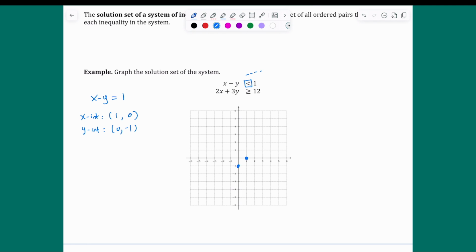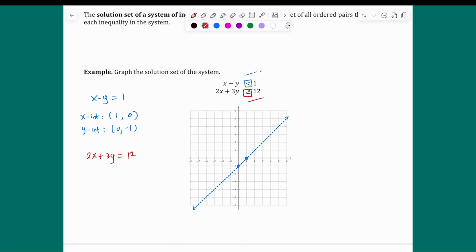And we're going to have a dotted line here, which goes like this, and then downwards like this. Okay, so that's our line that is dashed or dotted. Now let's do the other one in red. So 2x plus 3y, and we're going to replace the greater than or equal symbol with an equal sign and 12. And just to remember, this is going to be a solid line because it's greater than or equal.